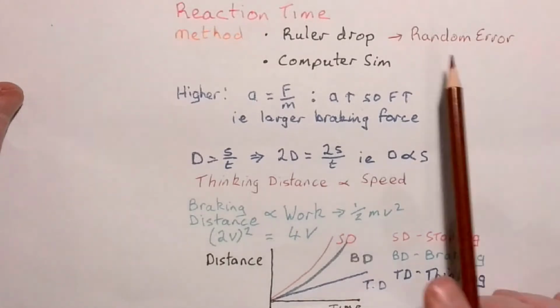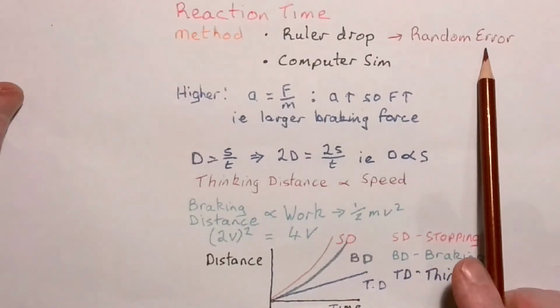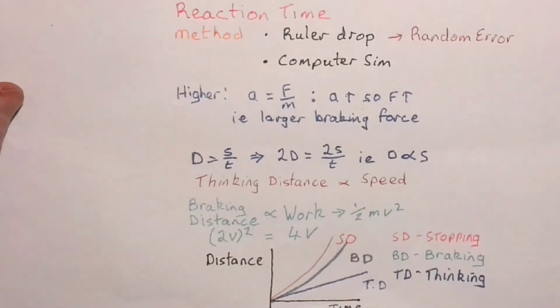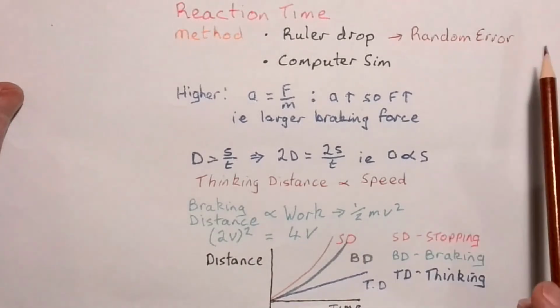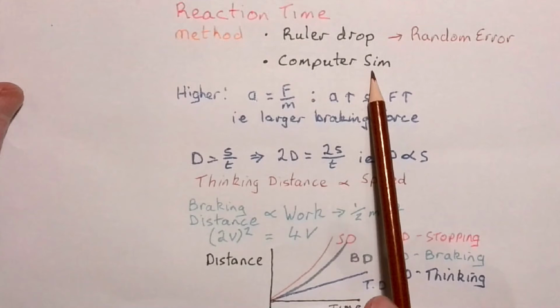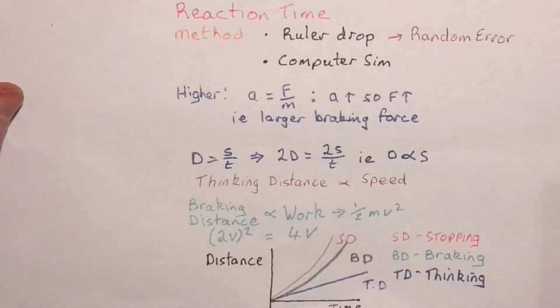The problem with this one is that it introduces lots of random error. If you do it 5 times, you'll get 5 different distances dropped. A way to improve that is to use a computer simulation which measures reaction time.